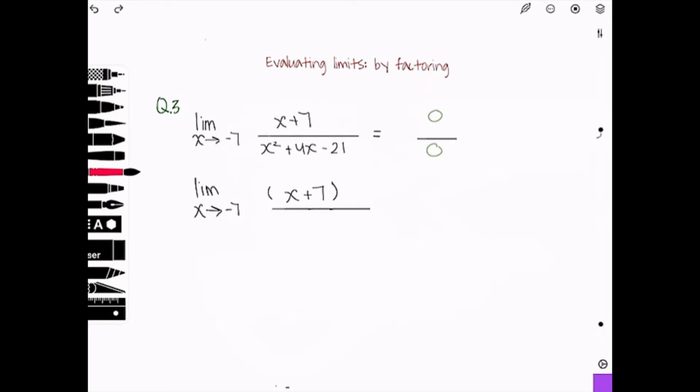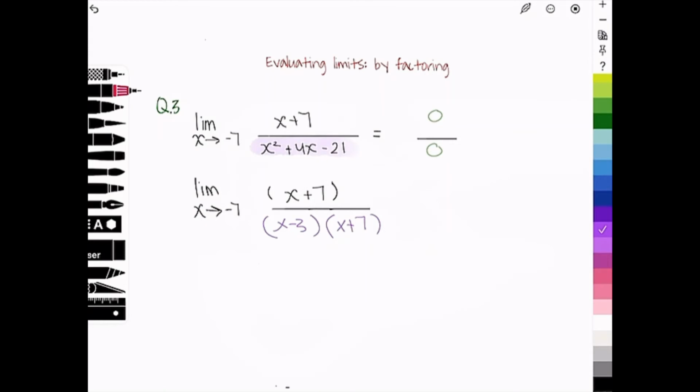So the third question is, limit as x approaches -7 of x plus 7 over x squared plus 4x minus 21. We said if we substitute, the answer will be 0 over 0. In this question, the first step is to factor, but the numerator is already factored for us, so we only factor the denominator: x minus 3 and x plus 7.